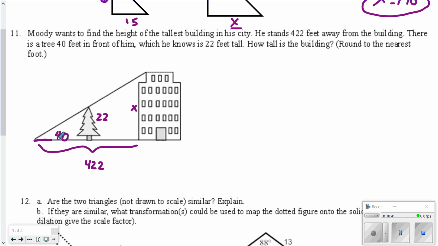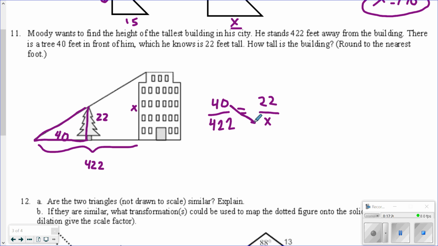So we technically have two triangles here. I have a triangle here, and then the large triangle. So when I set up my proportion, let's start with the length of each triangle. So I will do 40 over 422. That is equal to, and then we'll do the height. So 22 over x.